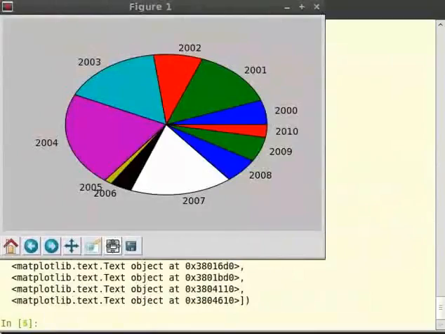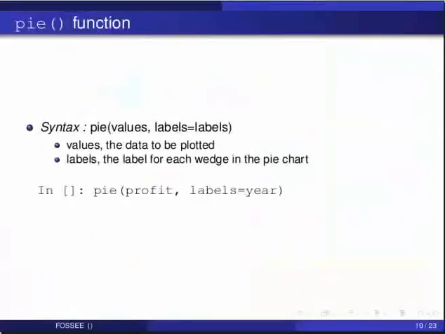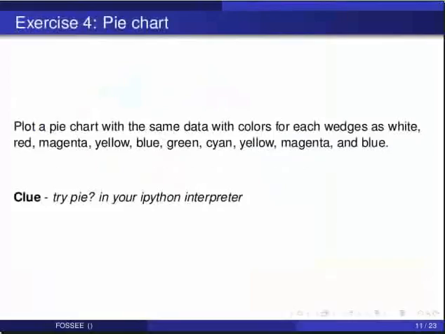Plot a pie chart with the same data with colors of each wedge as white, red, black, magenta, yellow, blue, green, cyan, yellow, magenta and blue respectively. Pause the video here and try out the following exercise and resume the video.